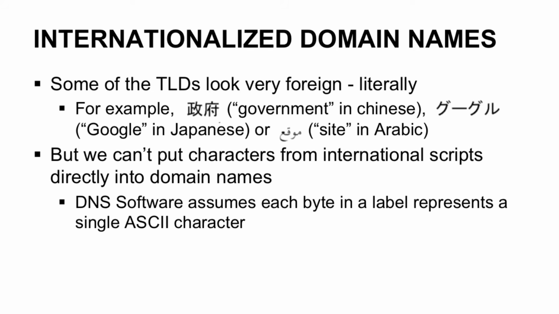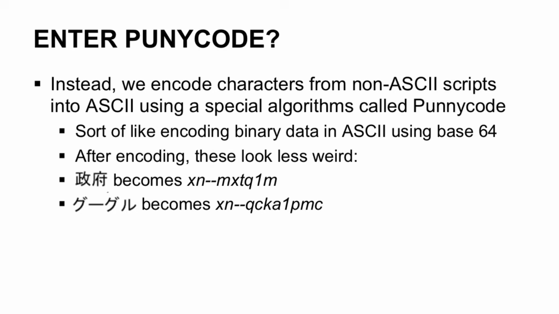Unfortunately, DNS can't accommodate these scripts directly. DNS software assumes, for example, that each byte in a label represents a single character, as in ASCII, but it takes multiple bytes to represent the tens of thousands of characters in the world's languages. So instead, we use an algorithm called Punycode to encode characters from other scripts into ASCII, and then we use the equivalent ASCII string in labels.